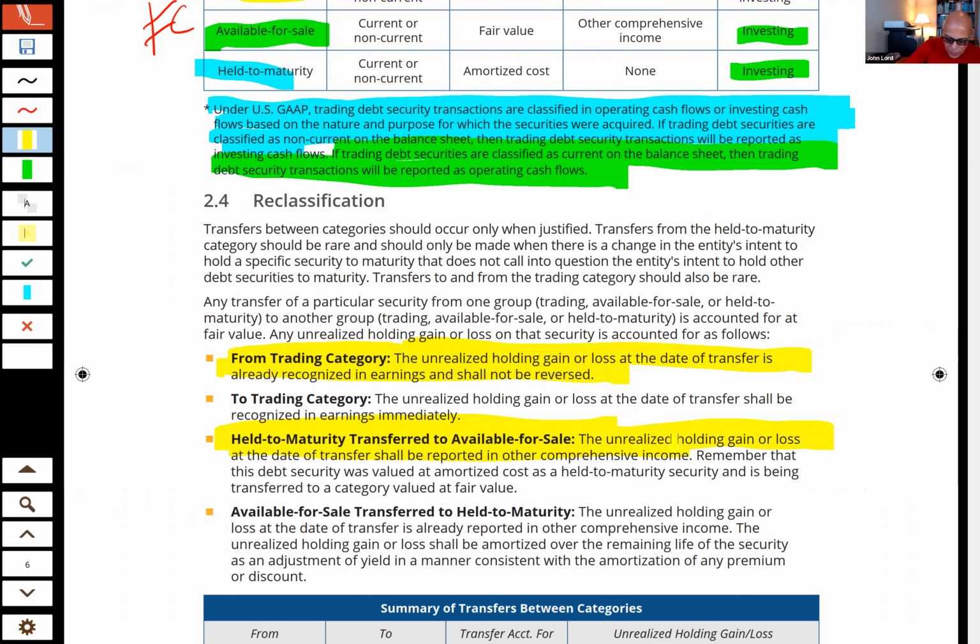And so the unrealized holding gain and loss at the date of transfer shall be reported in other comprehensive income at that point in time. You were held to maturity, now you went to available for sale. So take any difference between the market value at that point in time and the amortized cost that it's being carried at, and immediately transfer that all to other comprehensive income.